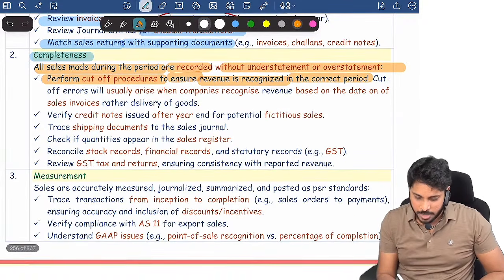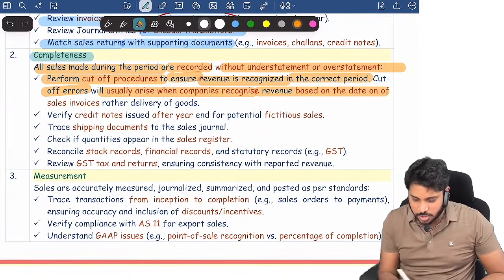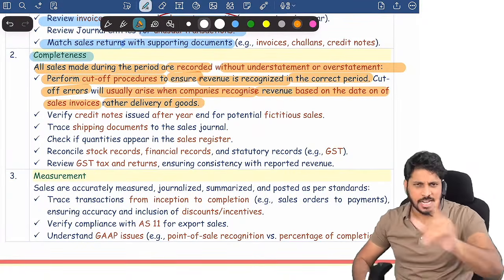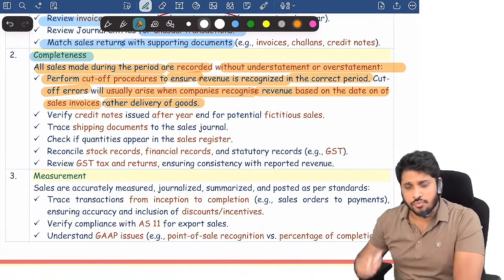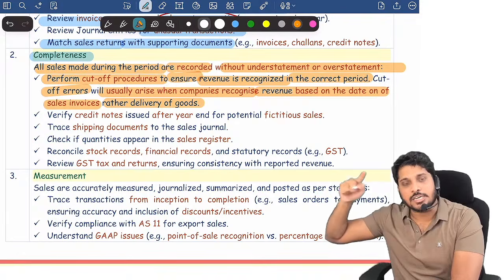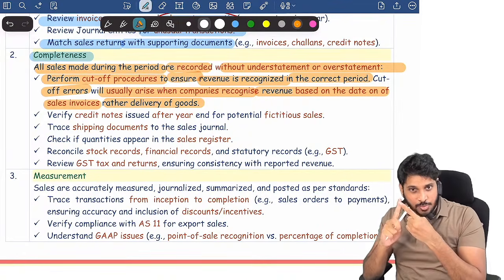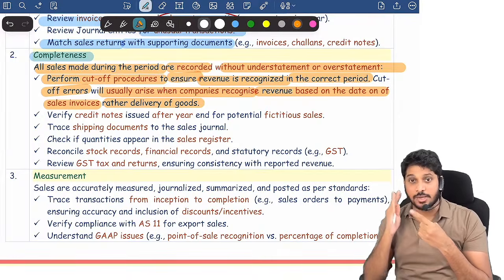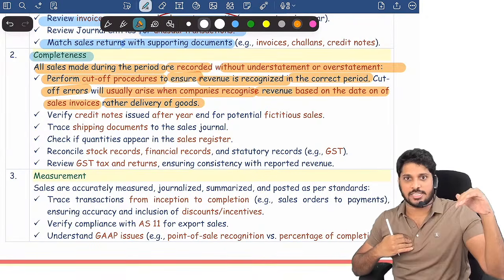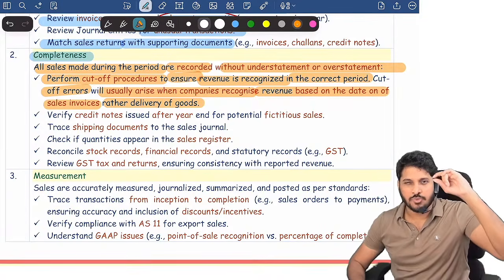Cutoff means what? Cutoff errors will usually arise when companies recognize revenue based on invoice date rather than delivery. Tell me, in the accounting standard also, you should recognize a sale transaction only when you deliver the goods, only when the risk and reward is transferred, not based on invoice date. Am I right? So cutoff errors will come if the company is recording sales based on invoice date, not delivery date. That's why in those companies, when you're doing audit, you should be very careful.